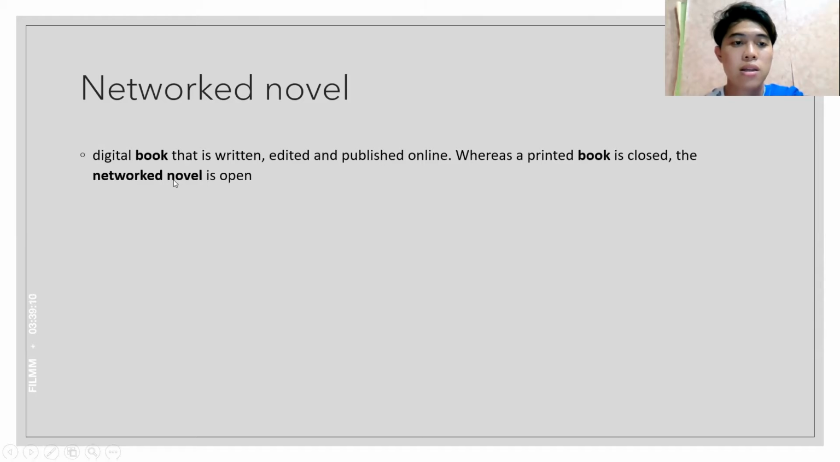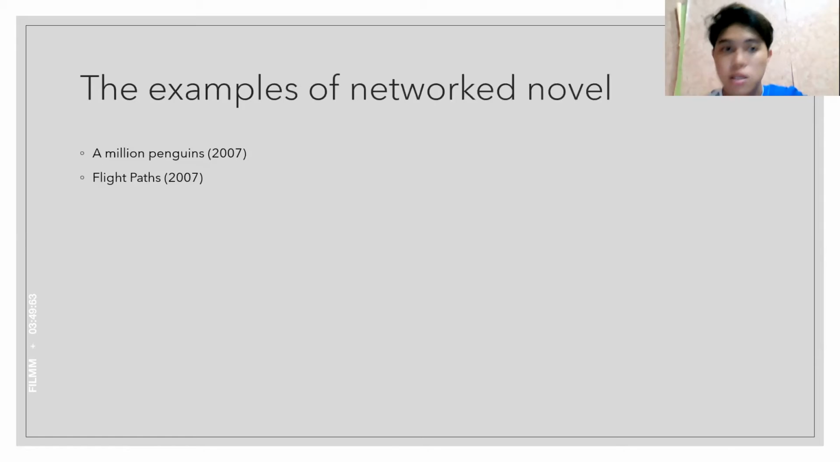As I read in this PPT, it is a digital book that is written, edited, and published online, whereas a printed book is closed. I have two examples of the network novel. First is A Million Penguins, published in 2007, and Flight Path, published in the same year.